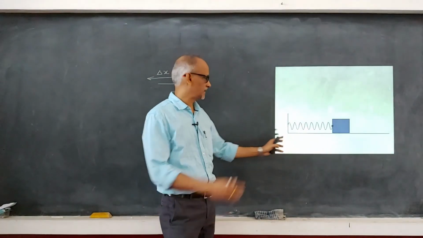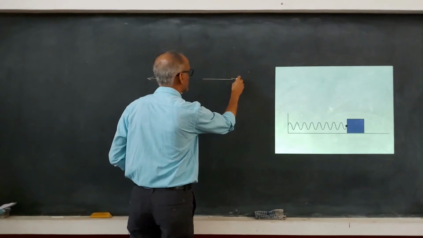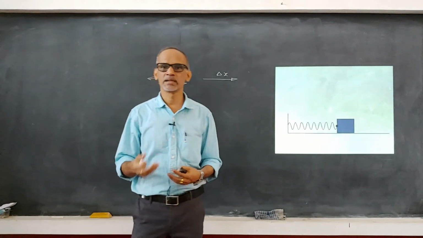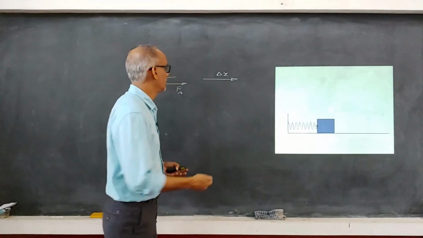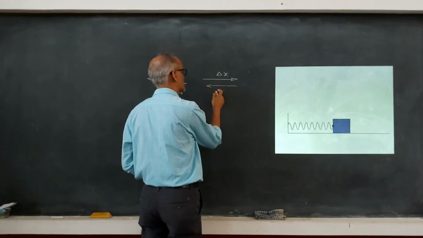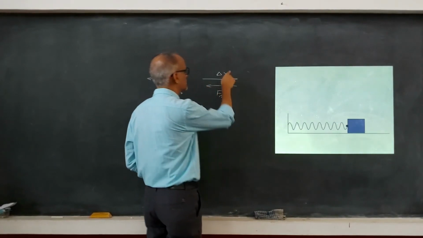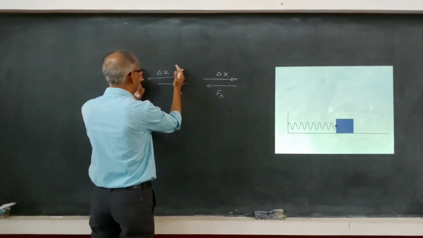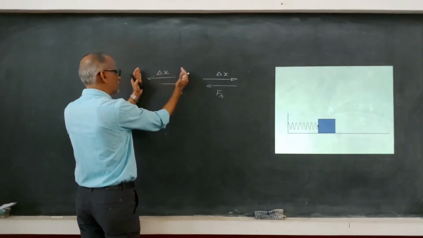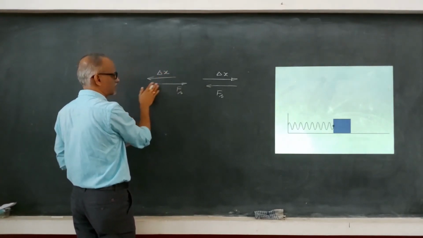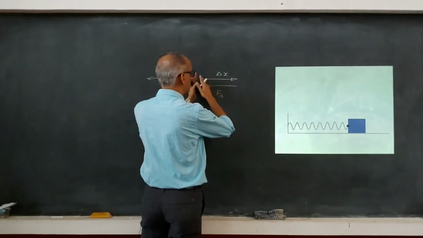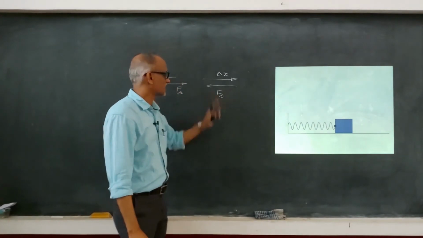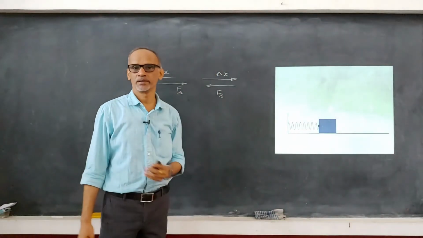Now see, when the spring gets elongated, the change in the length will be to the right, and a spring force is developed within the spring in a direction opposite to this. So in this case the spring force will be opposite to the change in the length of the spring. When the spring is compressed to the left, the spring force is to the right. When the spring is elongated, which is to the right, the spring force acts in a direction opposite to that of the elongation.